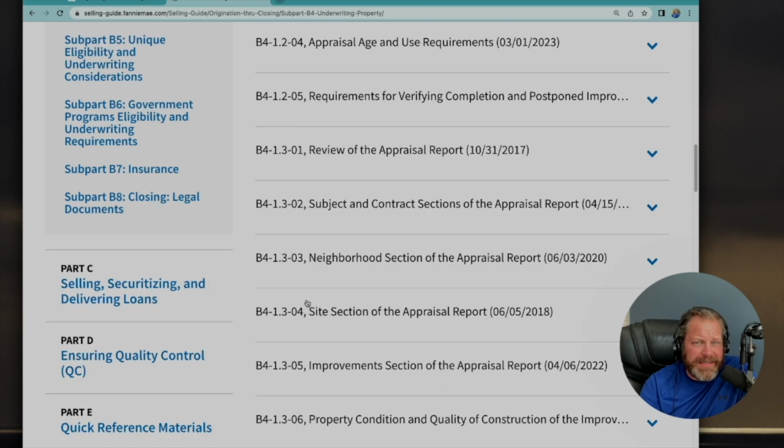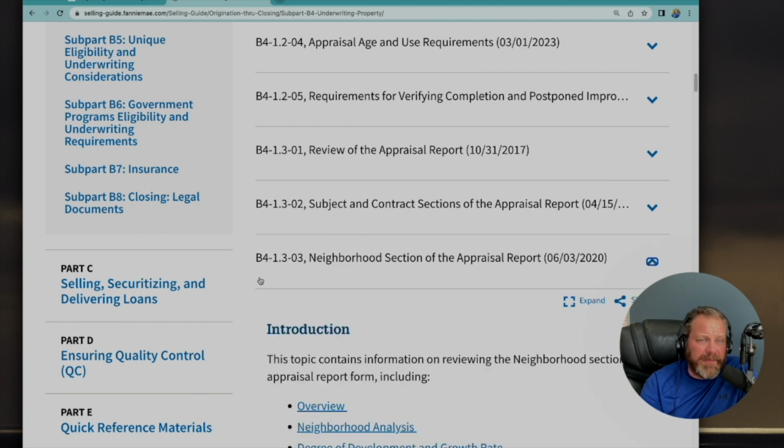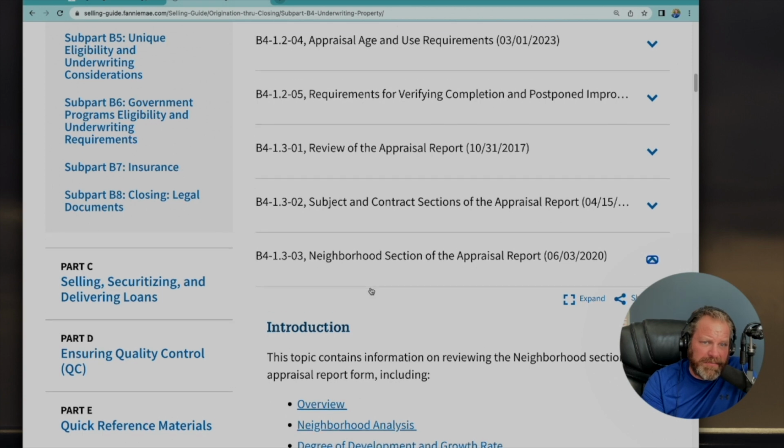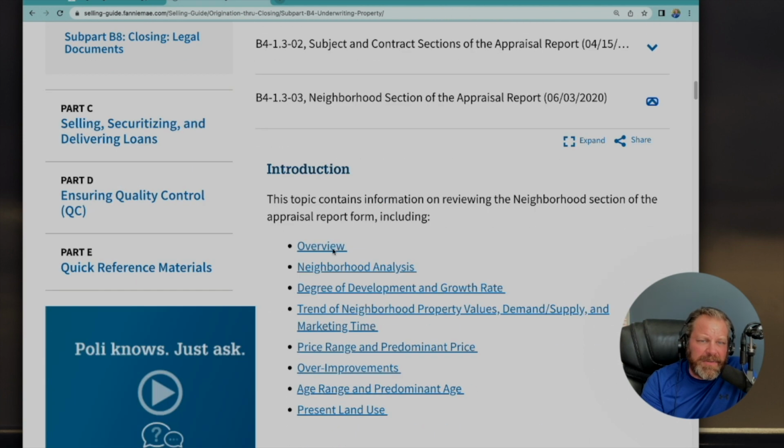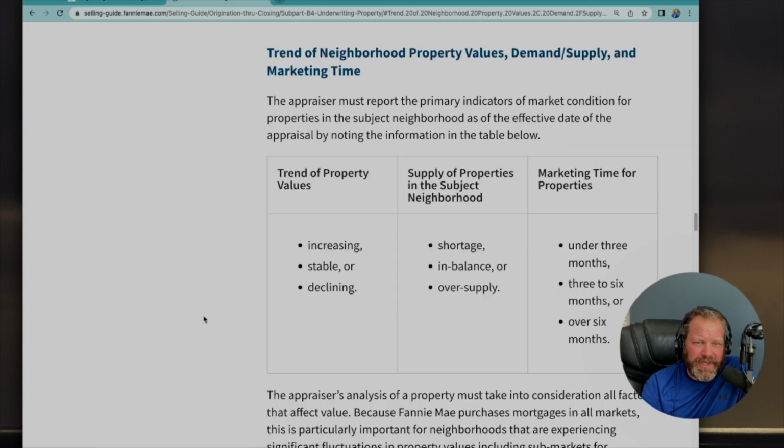What we're talking about today in this podcast is the neighborhood section, right? So I am going to the neighborhood section. For my listeners, it's B4-1.3-03. That's where I'm at. That's the reference, right? In the selling guide of fanniemae.com, B4-1.3-03, neighborhood section of the appraisal report. And so as I come down, we're talking about trends. I told you that's the one block that they want something a little different, and I want to make sure you're adhering to.